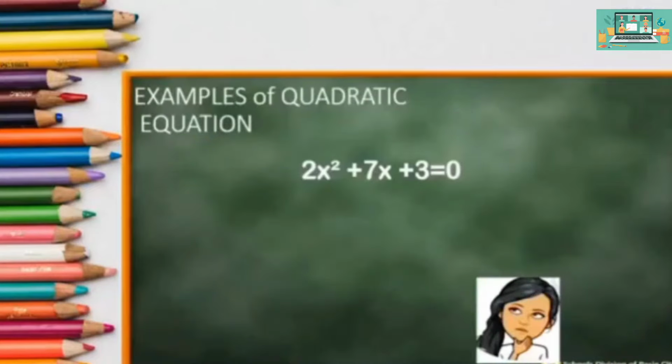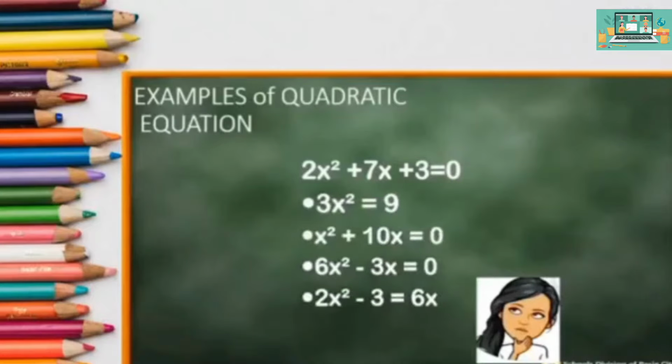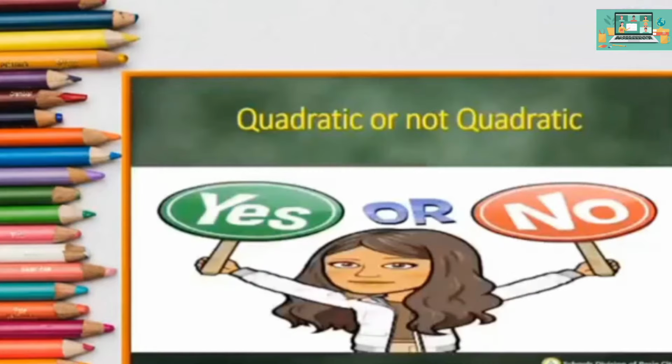Aside from the given example, let me show you more examples of a quadratic equation. Again, what made these equations quadratic? Great, because they are all raised to the second power. Let's check if you are now able to identify a quadratic equation. Just say yes if the equation that I am going to show you is a quadratic, no if it is not.